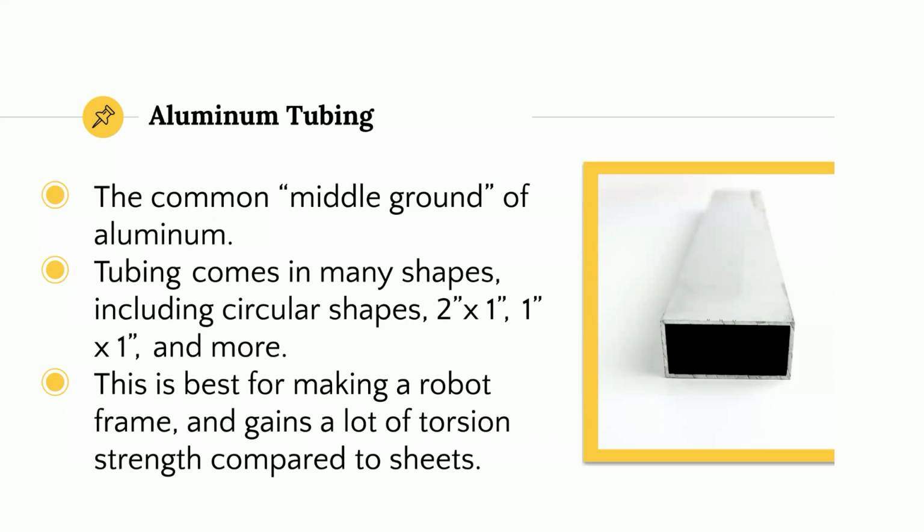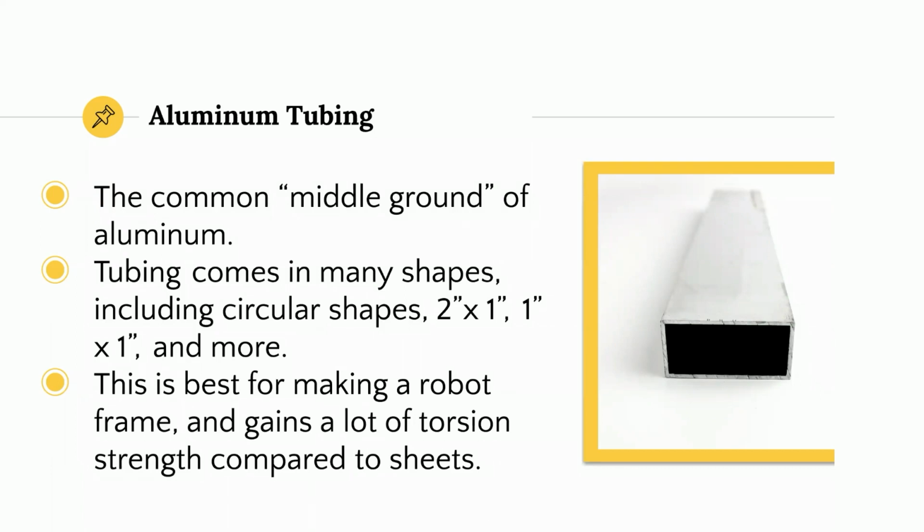Aluminum tubing. This is the common middle ground of aluminum. Tubing comes in many shapes. They have circular shapes. They also have 2x1, 1x1, and more. This is the best for making a robot frame and gains a lot of torsion strength compared to sheets.